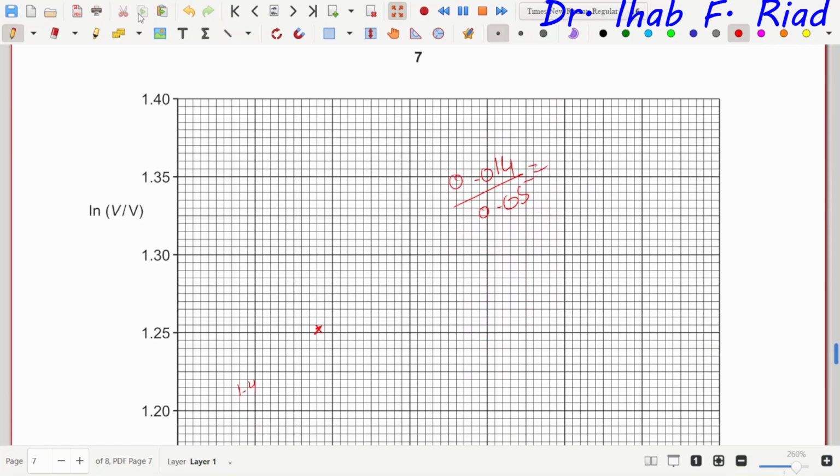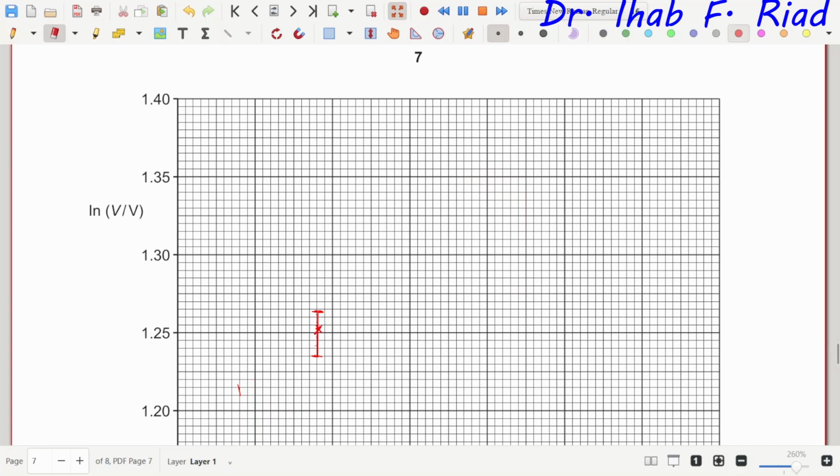So 2.8 squares up. We are around here. So we are 1, 2, and we are almost here. Down, it is 1, 2, and we are almost here. Almost here. Yeah. Okay.